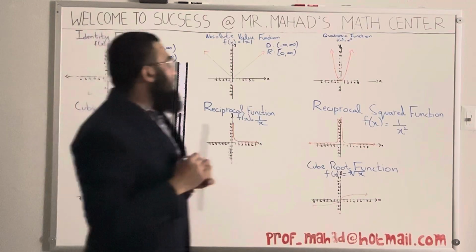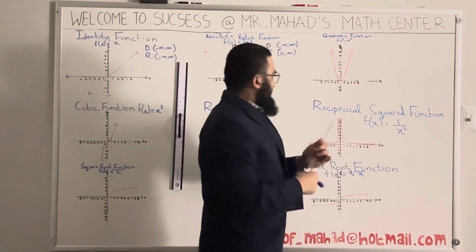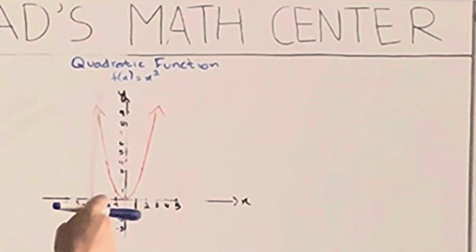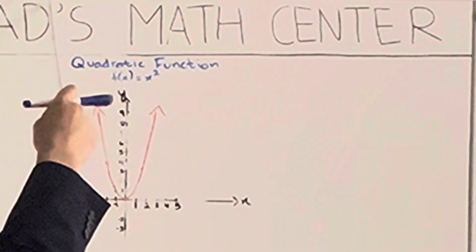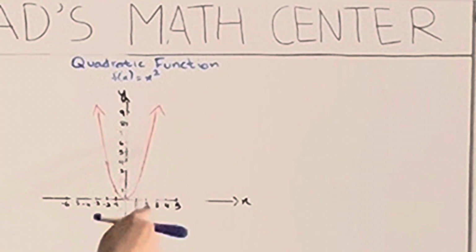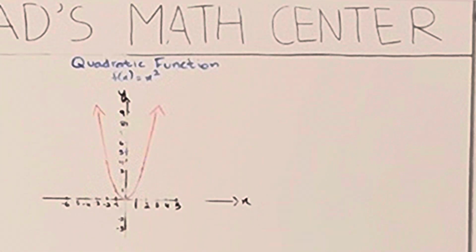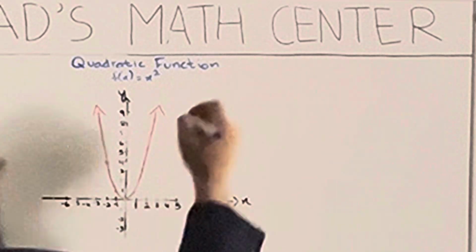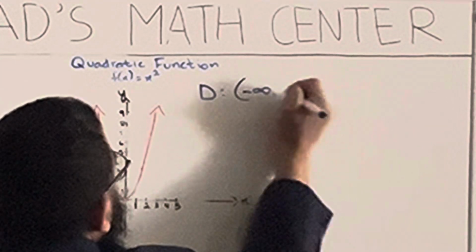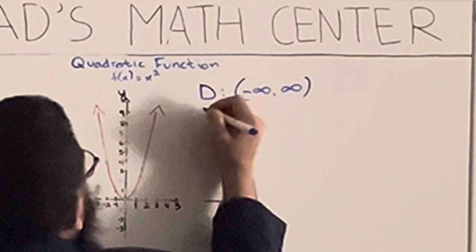Let's move on to the next one, quadratic. Again, do you see any restriction in the domain? You see, we are coming all the way from negative infinity all the way till 0, including 0, and then moving towards positive infinity. Hence, there is no restriction. Hence, we can say again, the domain is from negative infinity to positive infinity.